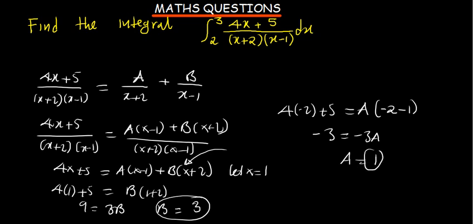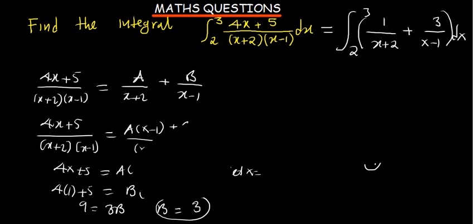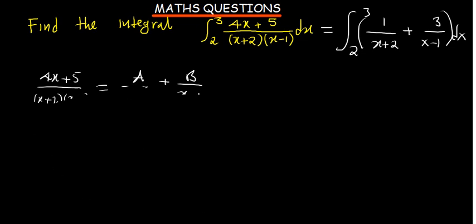So we write this integral now where we've broken it down. This is the same as the integral between the limits 3 and 2 of A, we found that's a 1, over x + 2, and then B, that's a 3, over x - 1, dx. So we can now integrate what we have here.